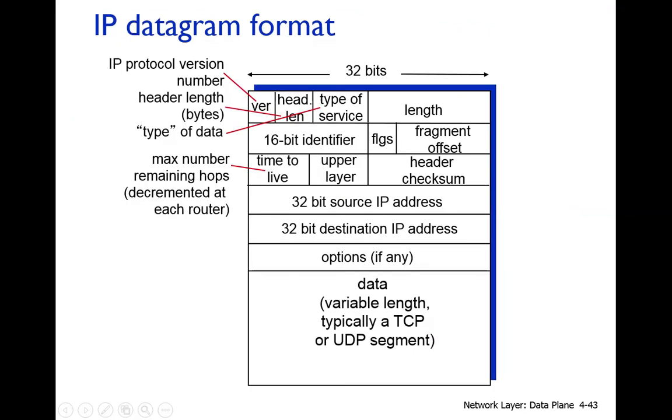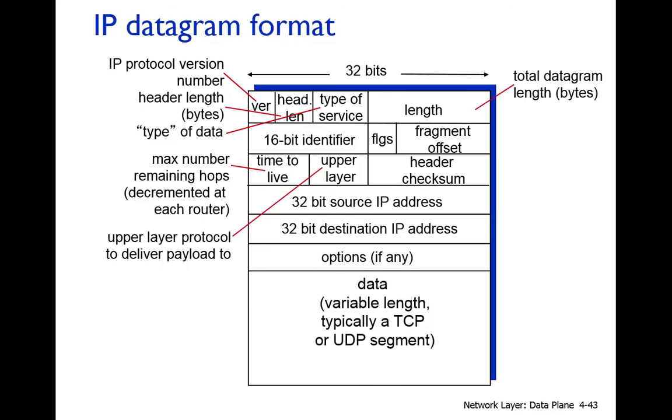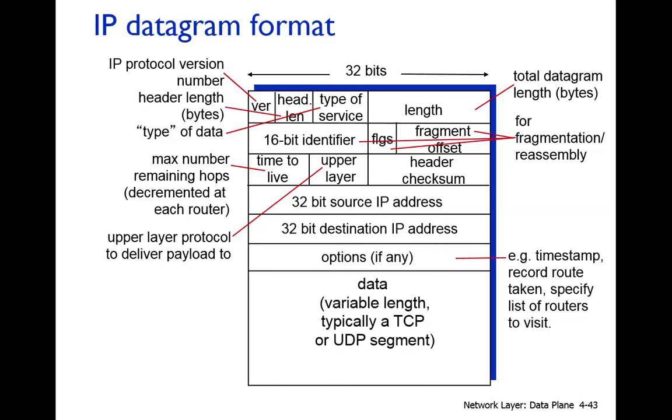So now we are going to discuss some more fields. Upper layer, total length, fragmentation, identifier, flag and fragment offset have been discussed. Now some fields are optional. You can see these fields are options.